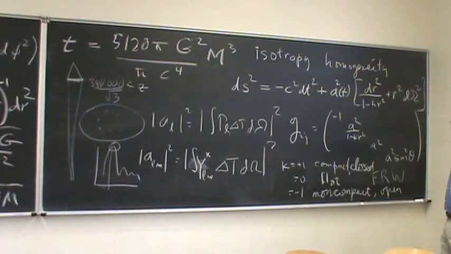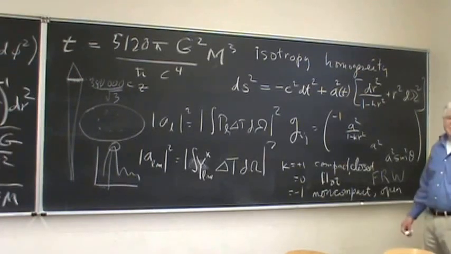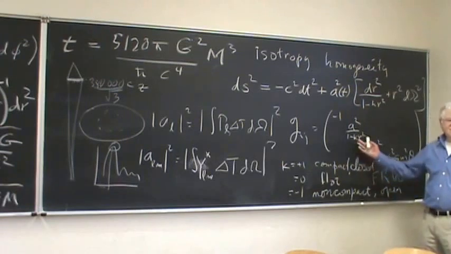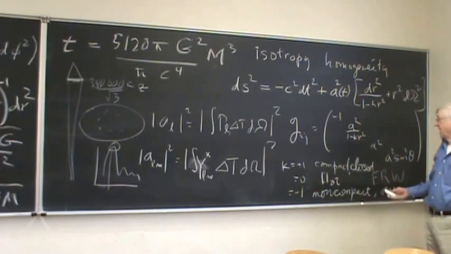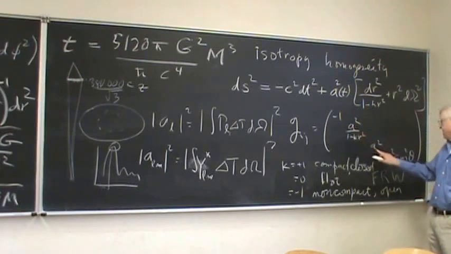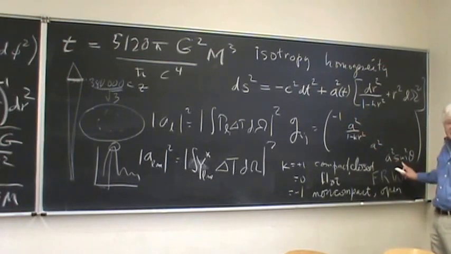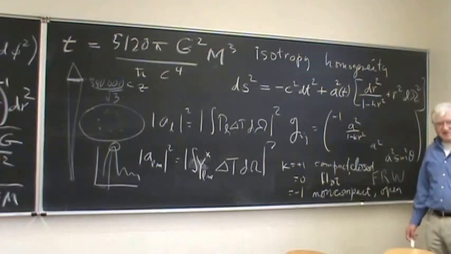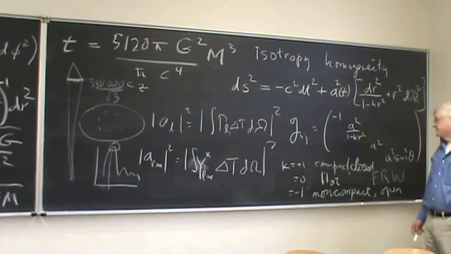If it's flat, then you don't need any embedding space at all. It's just 4-dimensional space-time, and you just have minus 1, a squared of t, a squared of t, a squared of t, sine squared theta. And so you can just solve for a squared. In the other 2 cases, you can embed it in a 5-dimensional embedding space.